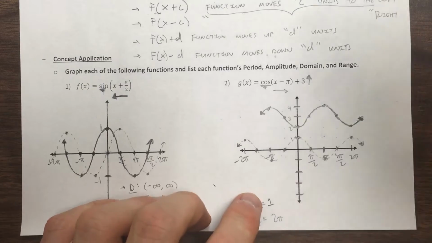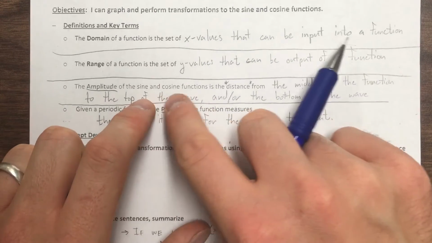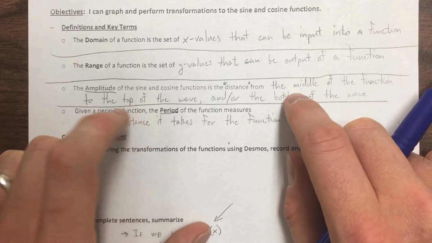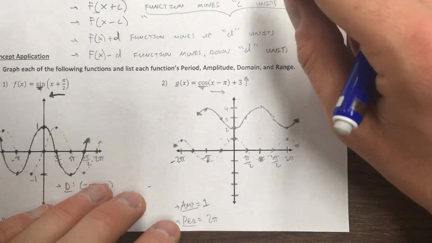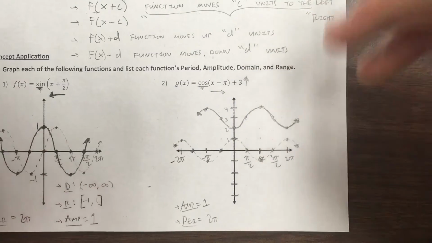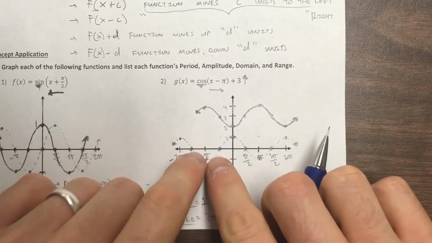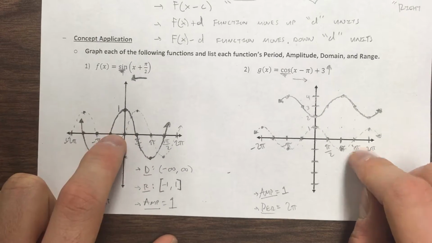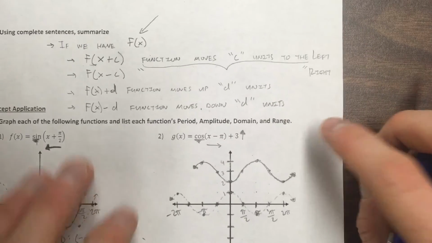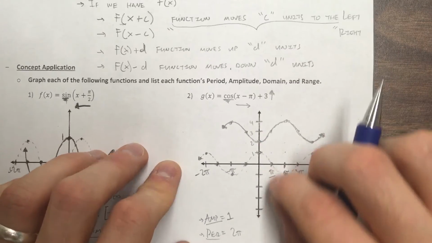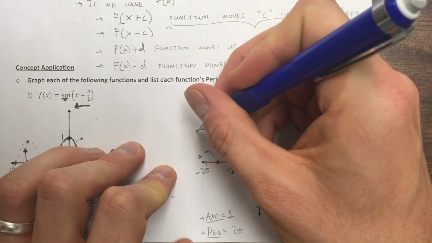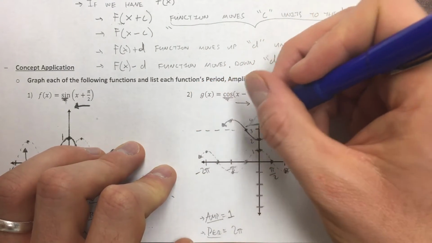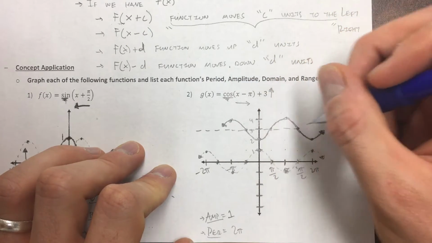Well, notice here, the amplitude is the distance from the middle of the function to the top, or the middle of the function to the bottom. So we're not talking about from the x-axis, we're talking about from the middle. And here, we need to think about the middle. In terms of our parent function, the middle was the x-axis, because we didn't move it up or down. But here, we shifted the entire function up 3. And so our new middle of the function is here at 3.